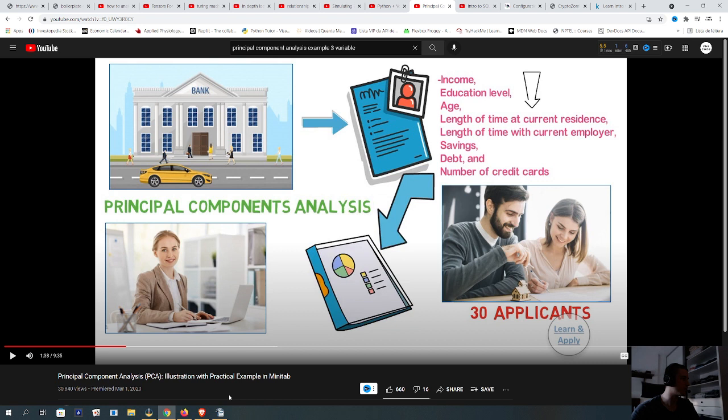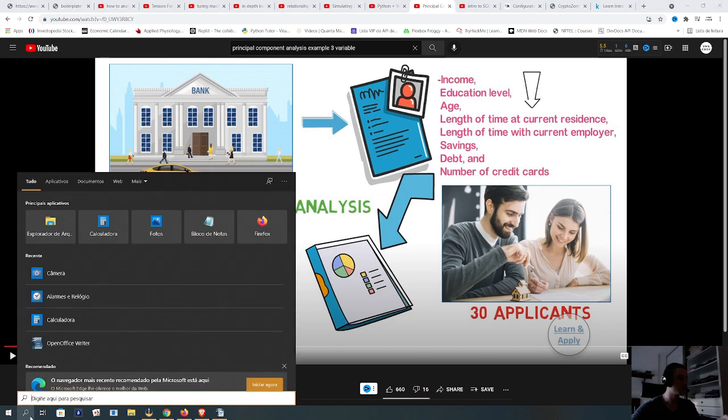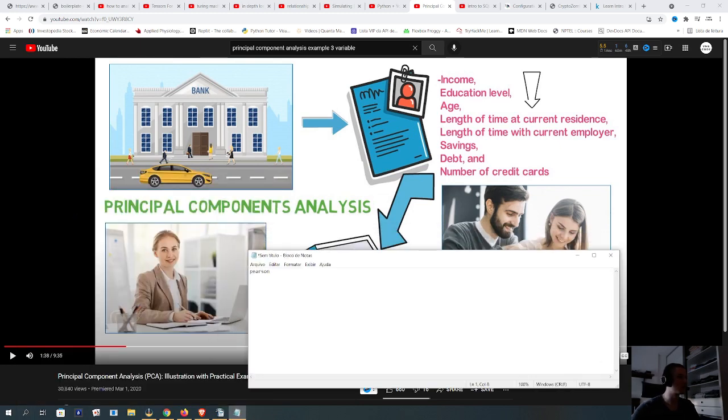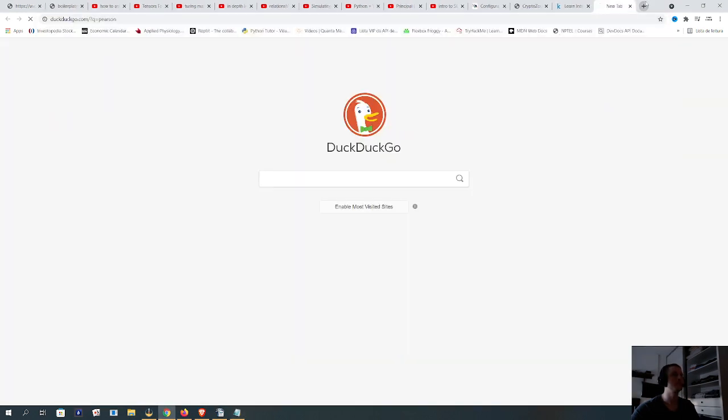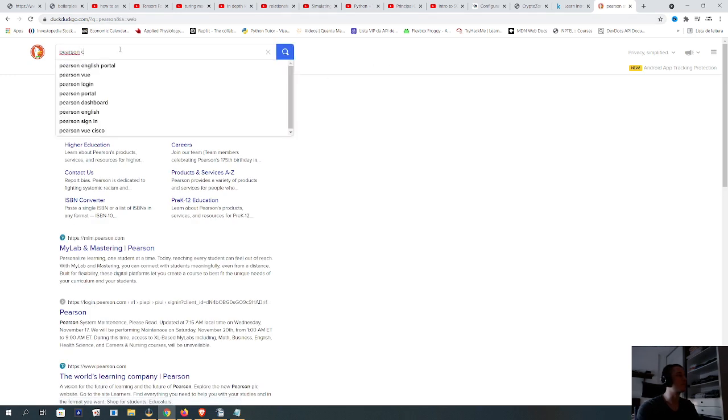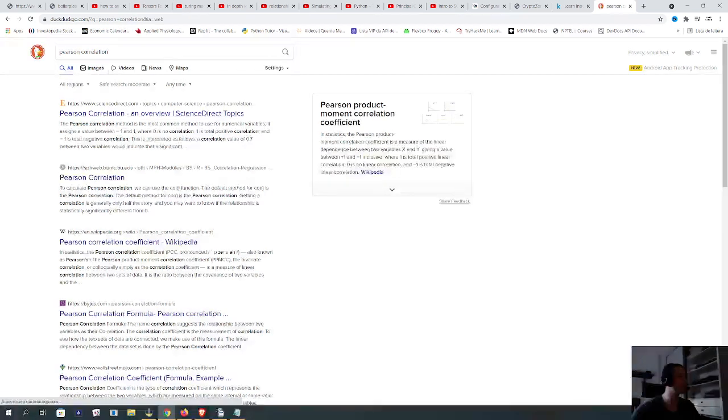Oh, they are linear. So they can only... So do you know the difference between Pearson and PCA? Because I remember that there is, I think that's how it says, Pearson correlation coefficient.